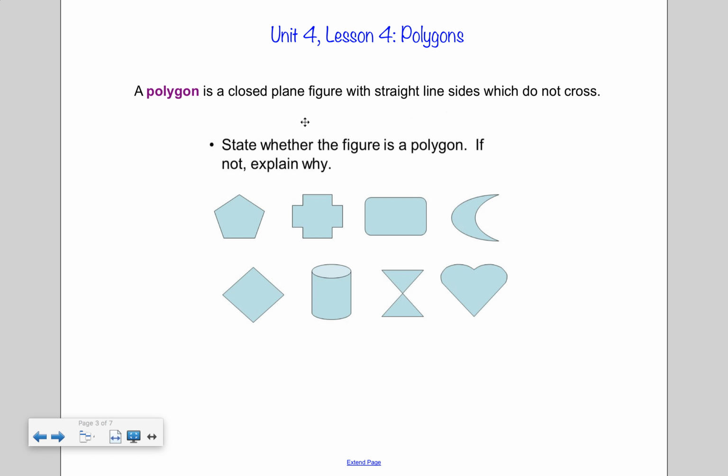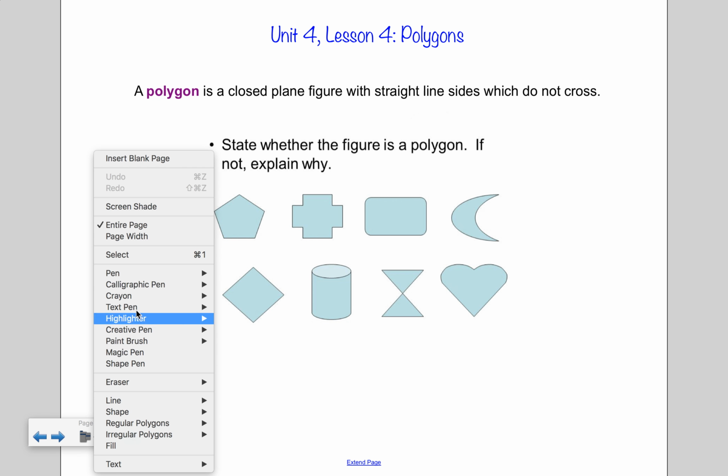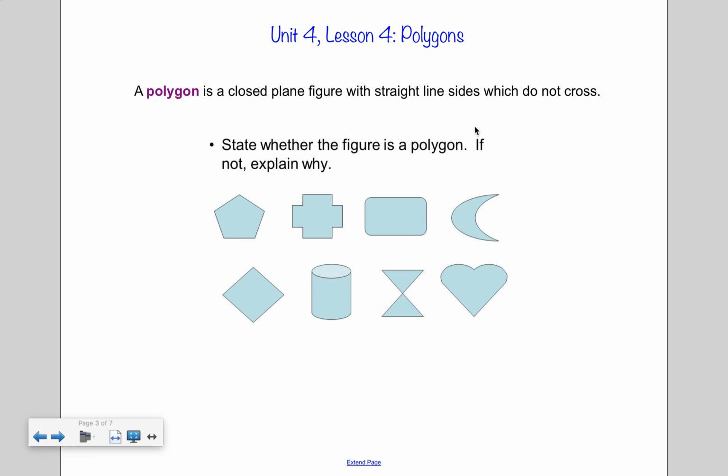Okay, so what I would like you to do to start is copy down this definition of a polygon. A polygon is a closed figure with straight sides, and those lines also cannot cross. So a polygon is a closed figure, meaning we can't just leave it open like that. It has to be closed. This is a problem. It has to have straight sides, and they don't cross. So copy down that definition and come back.